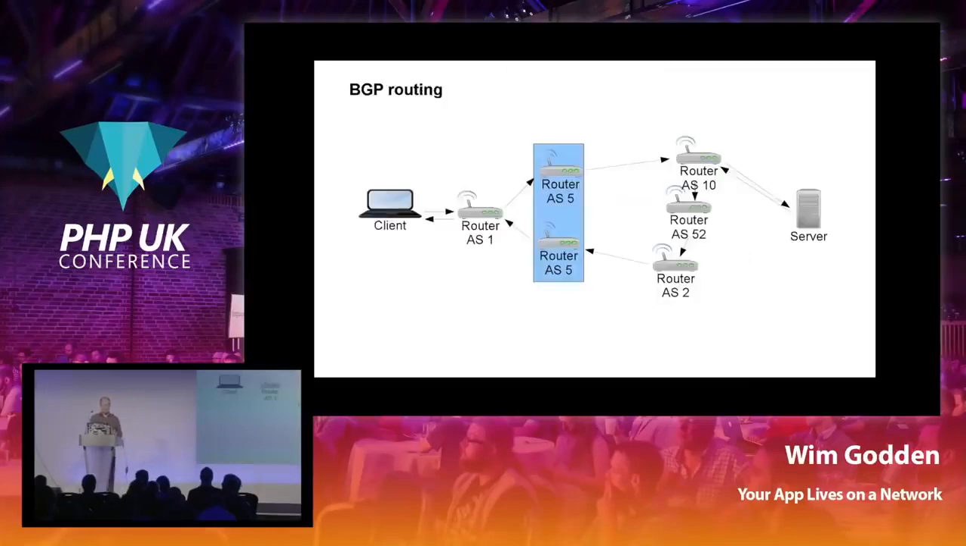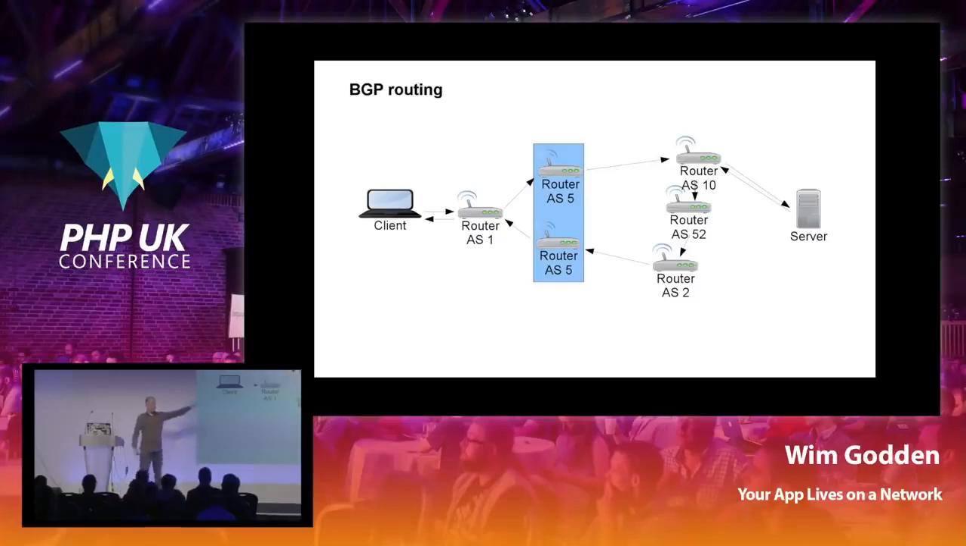So what that means is, if our client wants to go to our server, our client is connected to AS number one, for example, that router is going to say, oh, you want to go to this specific IP? Oh, I know where that is. I need to send you there. And then that one is going to do the same thing and going to send you there. And then finally, that one's going to say, oh, I know where it is. It's on my local network. So I'm going to send you there. And then the reply comes back.